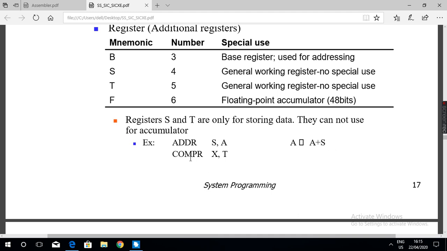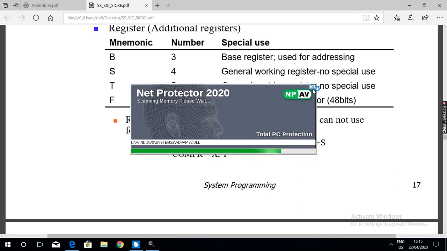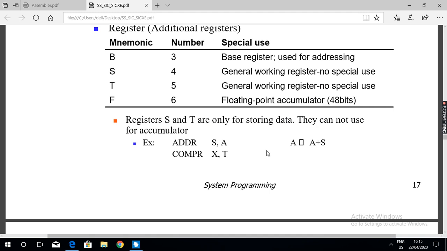Here, compare 2 registers. Register X and register T are compared. Based on whether register X is greater than, less than, or equal to register T, the status word register stores the condition code values. So registers S and T are meant only for storing the data.